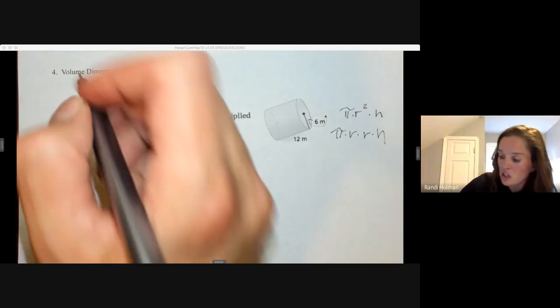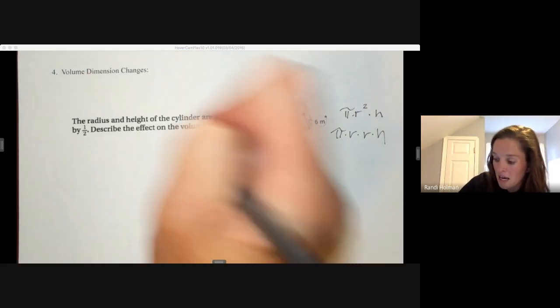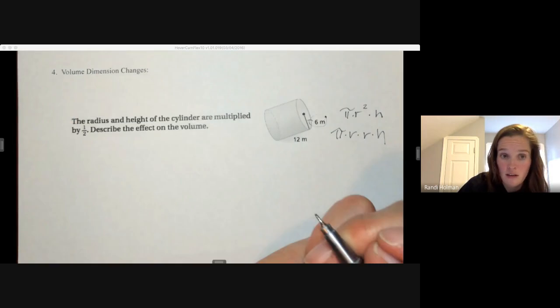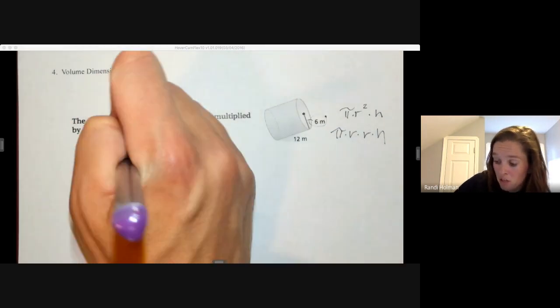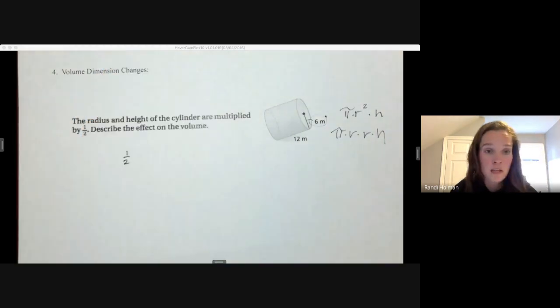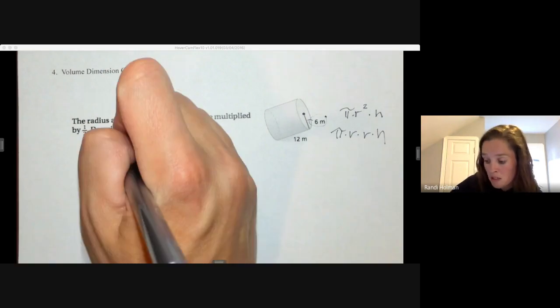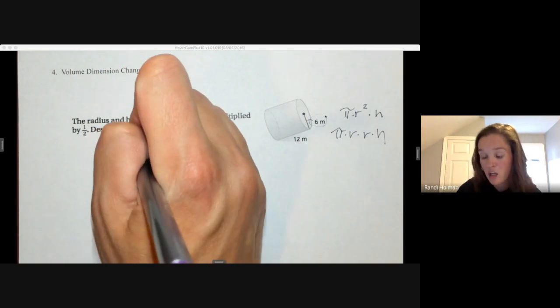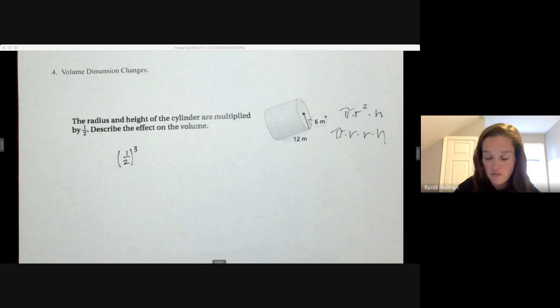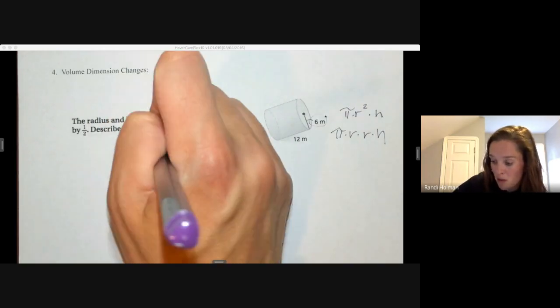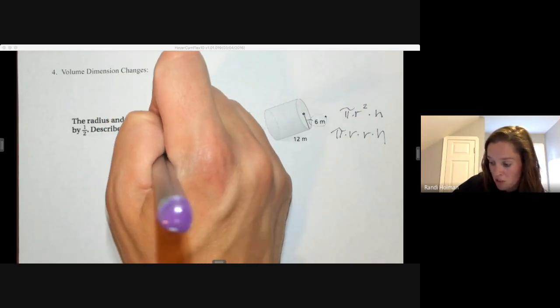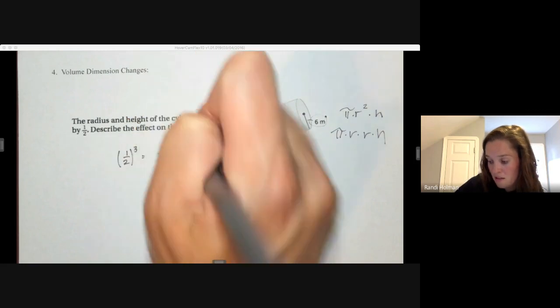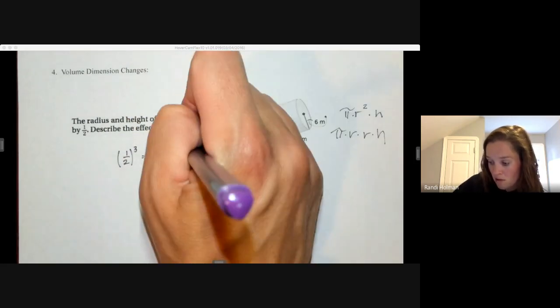So if you're changing your height and radius, all of your dimensions of your shape by a half, I don't even have to figure out the old volume and the new volume. My new volume is going to be changed by that cubed because it's a volume. So this would be 1/2 times 1/2 times 1/2, which is 1/8 times the original volume.